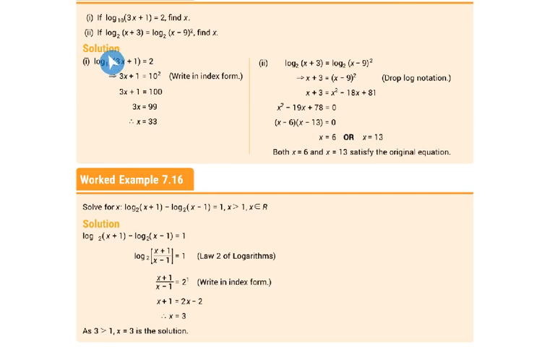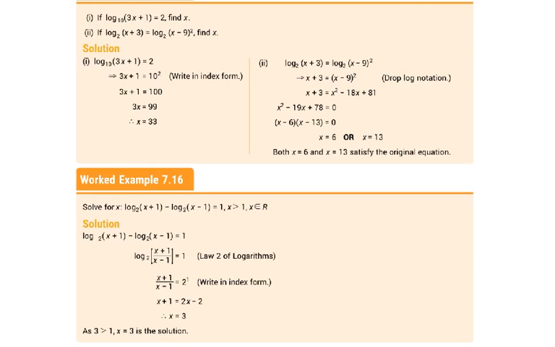Let's have a look at the second one. Log base 2 of x plus 3 is equal to log base 2 of x minus 9 to be squared. Well, the same as in any equation. This means that x plus 3 is equal to x minus 9 to be squared. Okay, we can just drop the log notation.